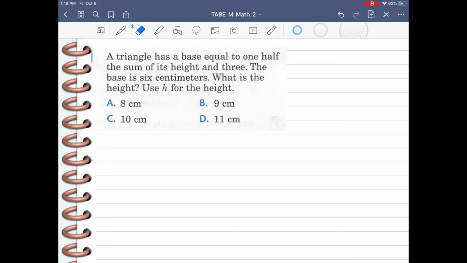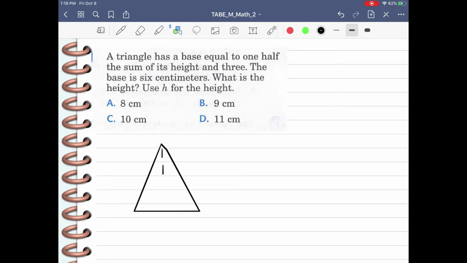Number 6. A triangle has a base equal to 1/2 the sum of its height and 3. The base is 6 centimeters. What is the height? Use H for the height. This one's a tough one. The wording here, to me anyway, is tough. It may not be to you, but the wording is kind of confusing here.